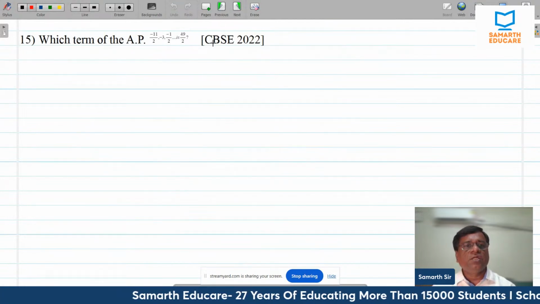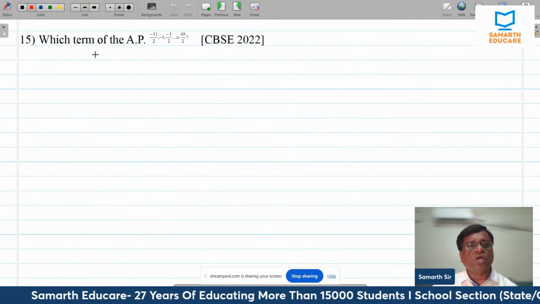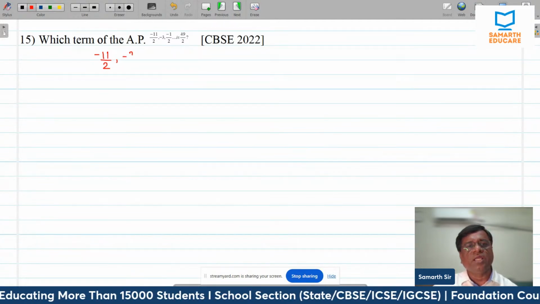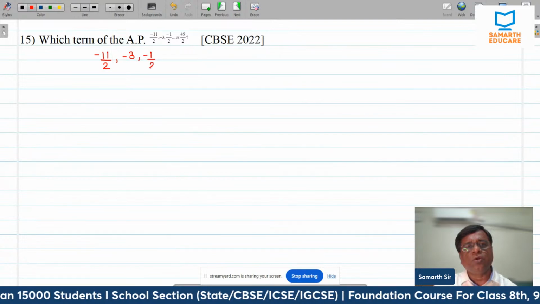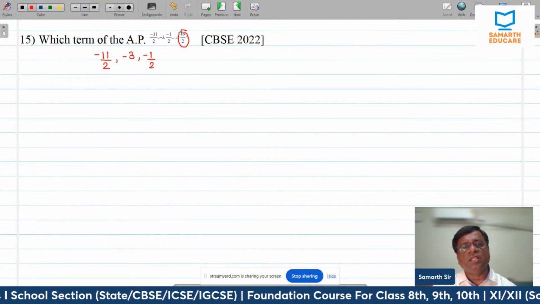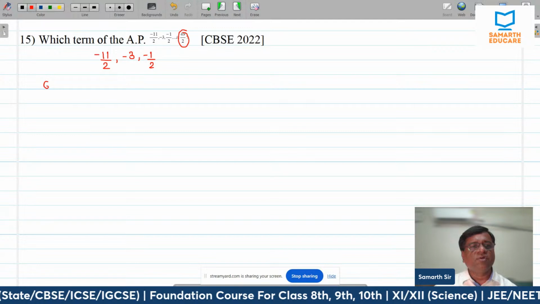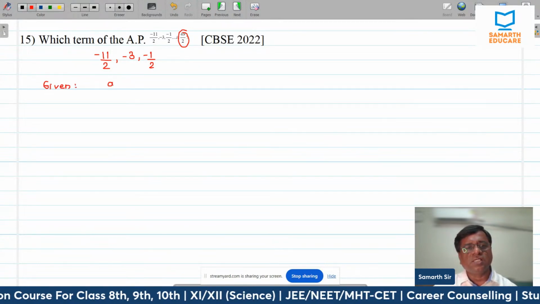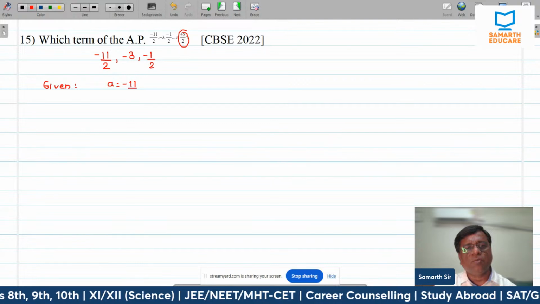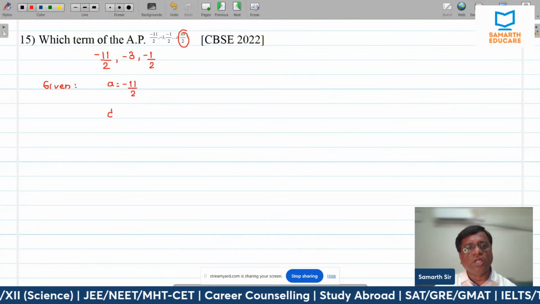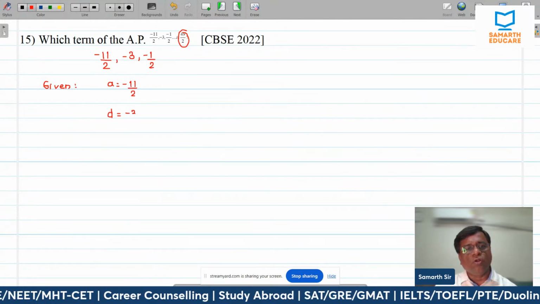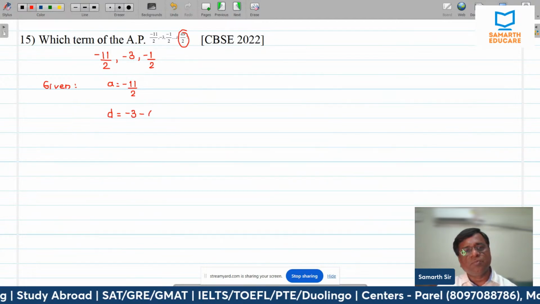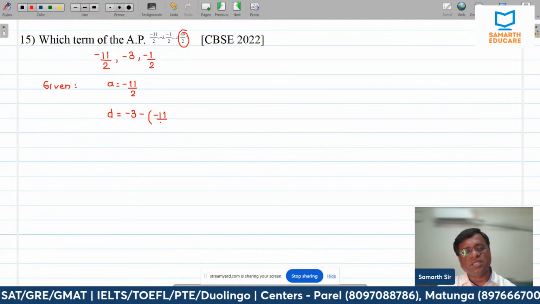Now, the 15th term, which term of an AP? So I'll write this AP again for your better understanding: minus 11 by 2, minus 3, minus 1 by 2, and this is our nth term. So what is given to us, like in the previous question? What is given to us is a, which is minus 11 upon 2. For d, even if you know it directly, I always say use this term minus the previous term, that is minus 3 minus minus 11 upon 2.